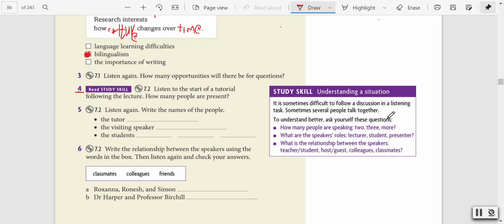Ask yourself these questions, which is: how many people are speaking? 2, 3 or more. What are the speakers' roles? Lecturer, students, presenter, or what is the relationship between the speakers? Teachers, students, host, guests, colleagues and so on.